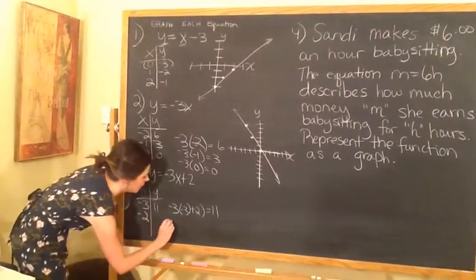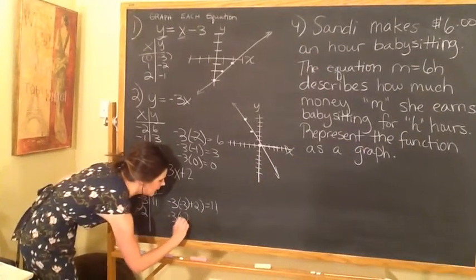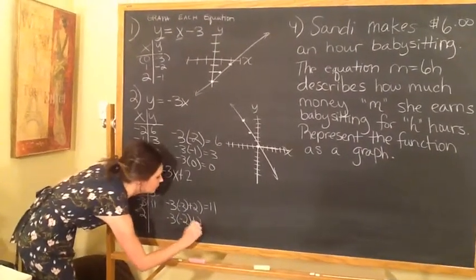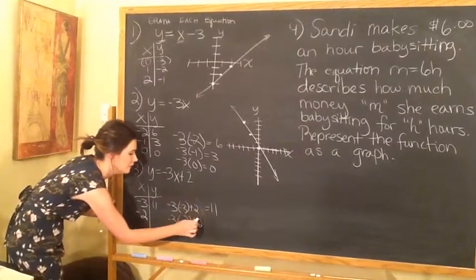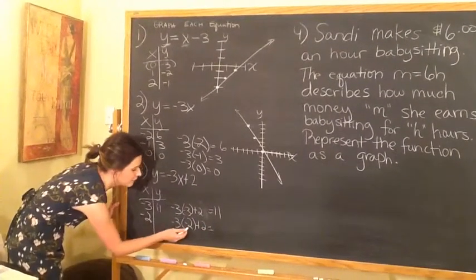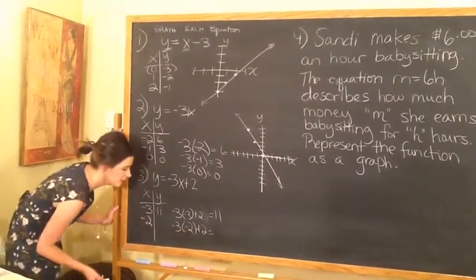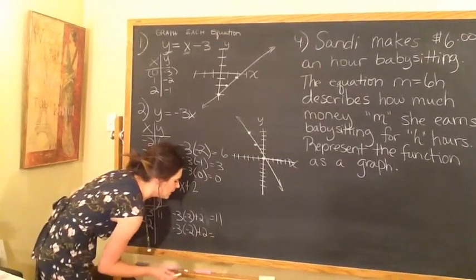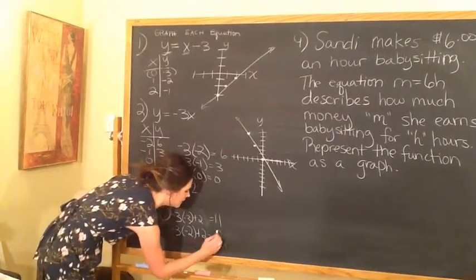Then negative 2. So if I do negative 3 times negative 2 plus 2, my answer is going to be, let's see, negative 3 times negative 2 is going to give me a positive 6. Then plus 2 is going to give me a positive 8.